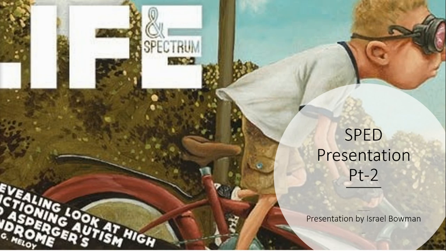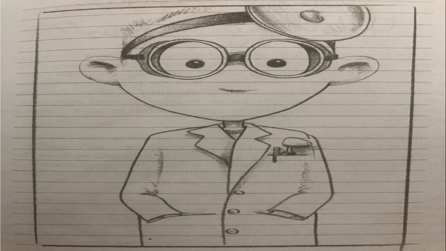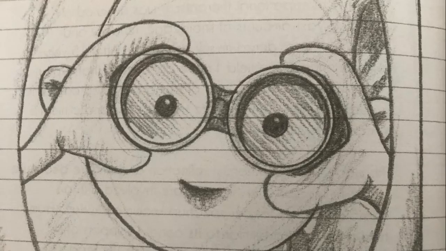Hello, welcome back to part 2 of my presentation on Life and Spectrum, C.G. Malloy's autobiography. So in part 1, I covered C.G. Malloy's disability as defined by him, which I think is very important to get his perspective on his disability because, as he says, he's lived with it his entire life.